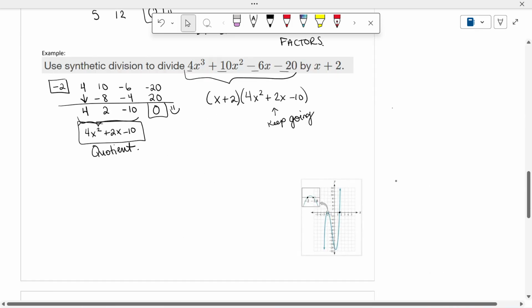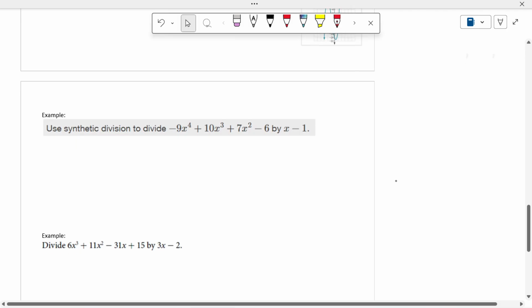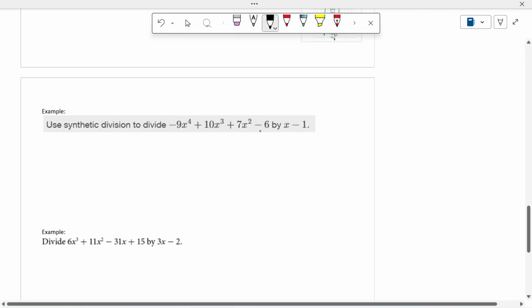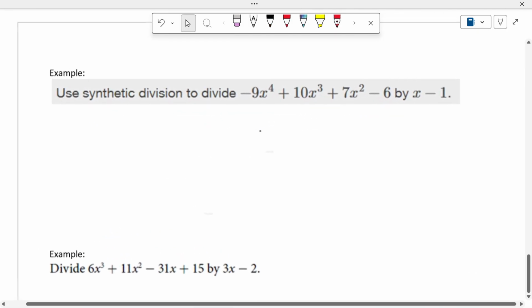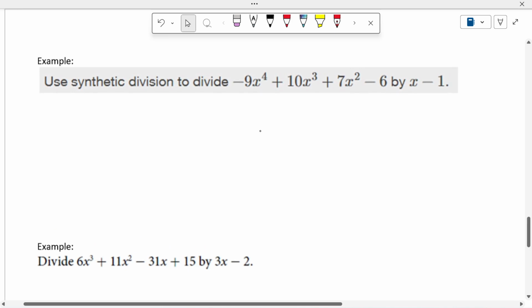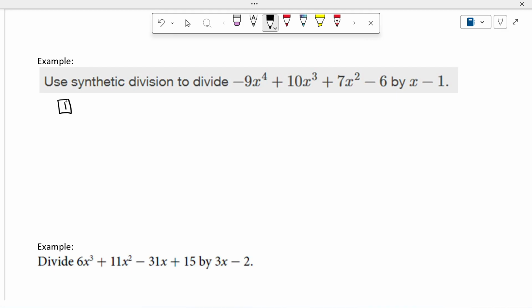All right. Let's go back and keep moving here. We're going to go again. This time we're going to divide by x minus 1. So that means that positive 1 is in the box. And that would be the factor, if it does factor out, x minus 1. All right, coefficients: negative 9, 10, 7. Notice I don't have an x term, so I need a placeholder. That's 0. And then the constant of negative 6.